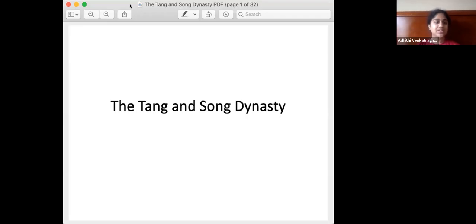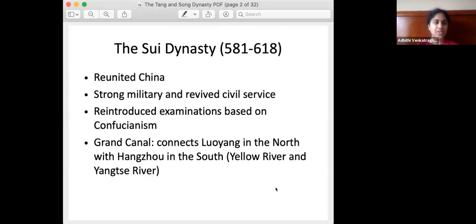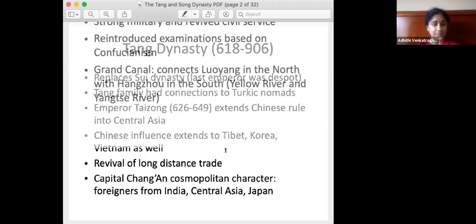Great. So we're going to start going over the Tang and Song Dynasty. The Sui Dynasty was 581 to 618 AD. It reunited China, had a strong military, revived civil service, and reintroduced examinations based on Confucianism. There was also the Grand Canal, which connected the Yellow River and the Yangtze River.